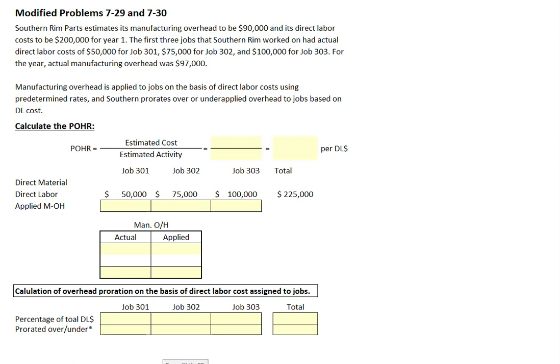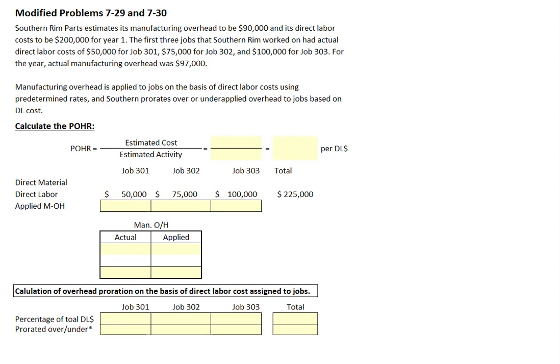In this video, we're going to walk through the proration of over or under applied manufacturing overhead, modified problems 7-29 and 7-30. We're told that Southern Rim Parts estimates its manufacturing overhead for the year to be $90,000 and its direct labor cost to be $200,000.